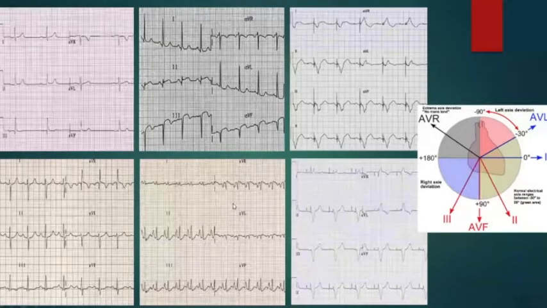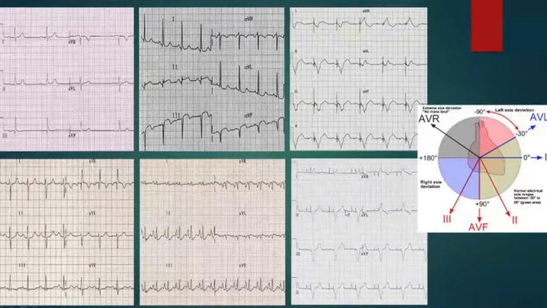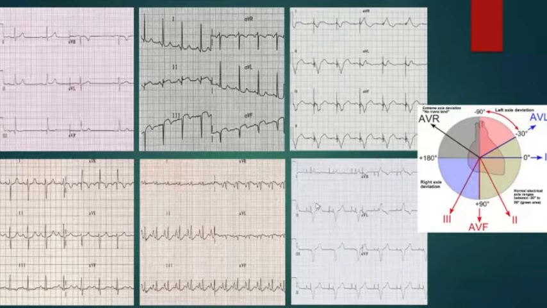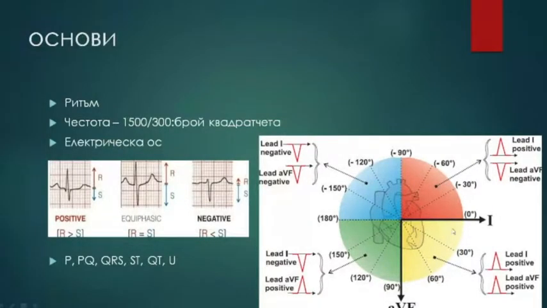Sorry, the right quadrant? Yeah, right quadrant. So we have the same situation here. We don't have any equiphasic lead, right? So we have to guess. Lead 3 is negative, lead 2 is negative. When we have lead 2 negative, then the axis is around here. So we can't define it correctly, we can only guess. It's in this quadrant, the red one, and the axis is between -30 and -90. That's all we can tell from this one. Okay?